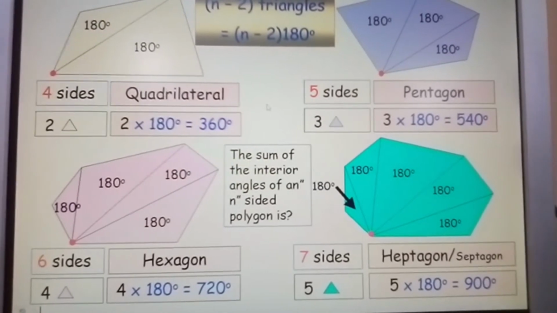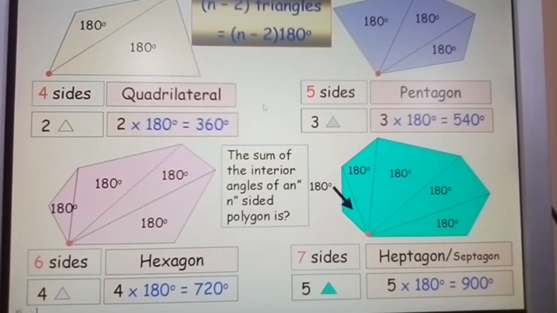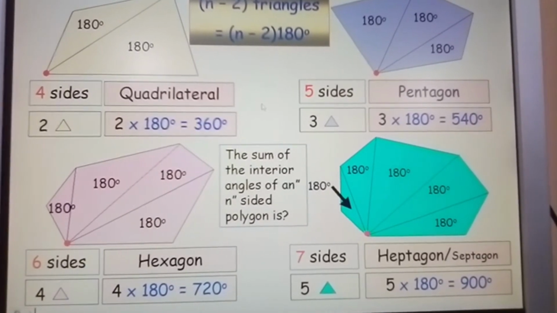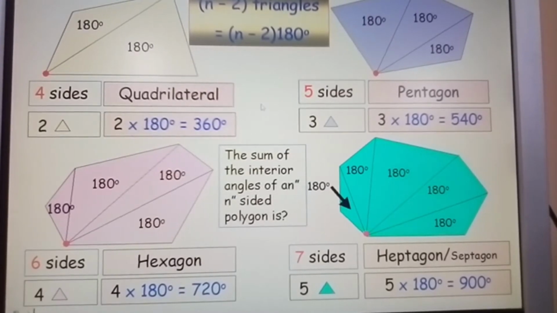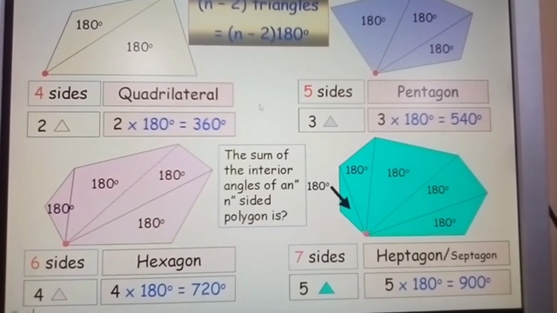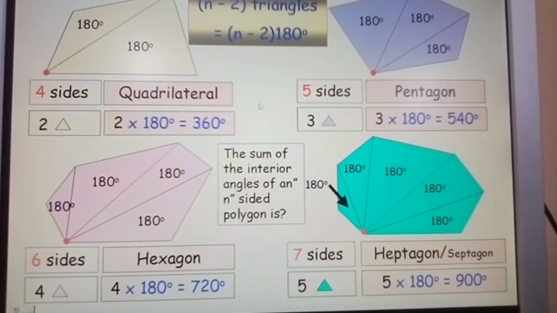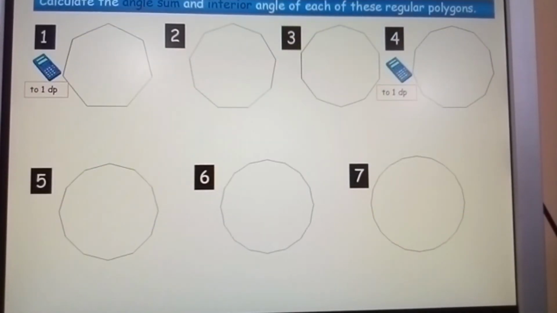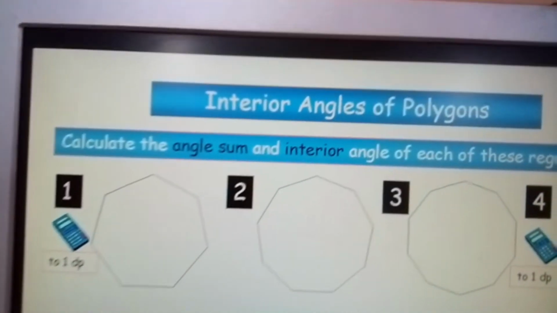And it does work. When you write it out for yourself and you apply it, you'll see it works every time. Okay, thank you. Let's just go up to here. I'll make sure we get this in for you.